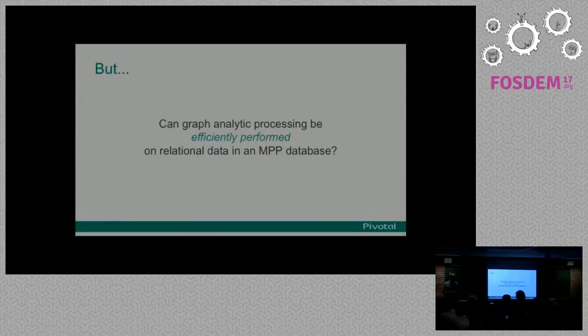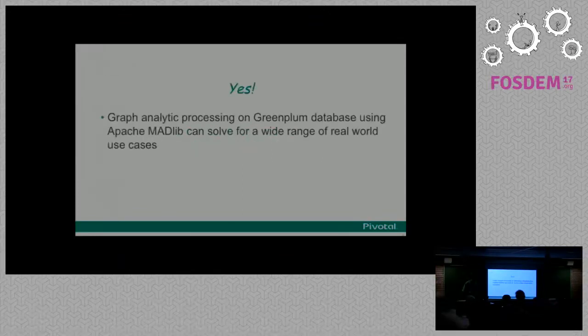So we said, it'd be a good idea to do this, but can you actually efficiently perform analytic processing on relational data in an MPP database? Here I put the answer as yes. It's not a blanket yes, because there's a class of graph algorithms that work effectively in MPP land. There are others that don't, and I'll talk about that shortly. But with Apache MADlib running on Apache HAWQ or Greenplum Database, we've been able to solve for some pretty interesting kinds of use cases for our customers. And I'll shortly give an example on cybersecurity that we've worked on recently.